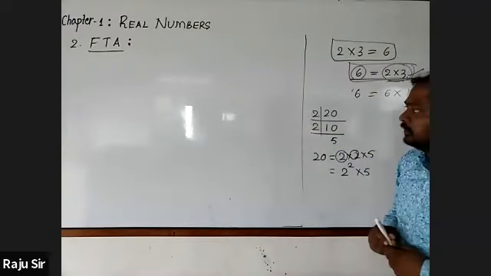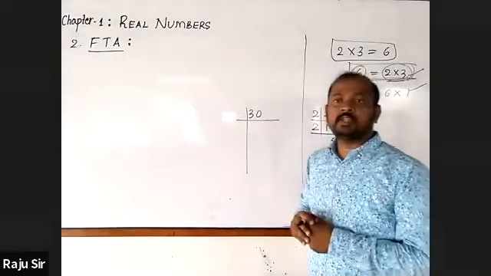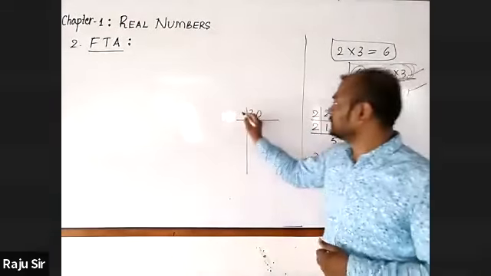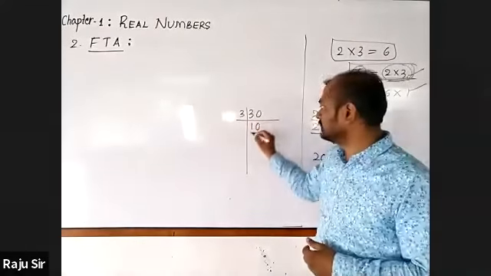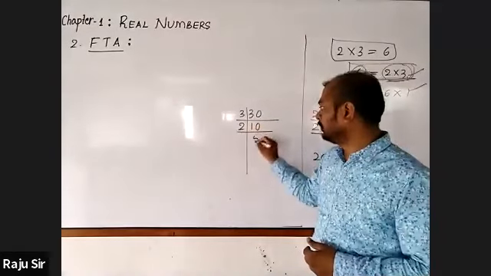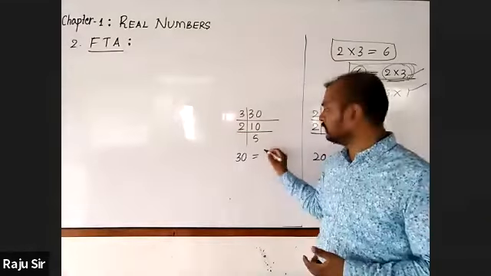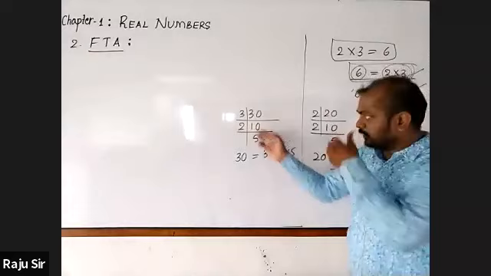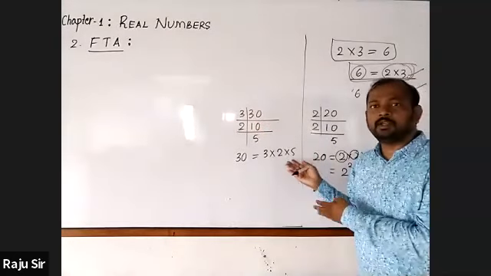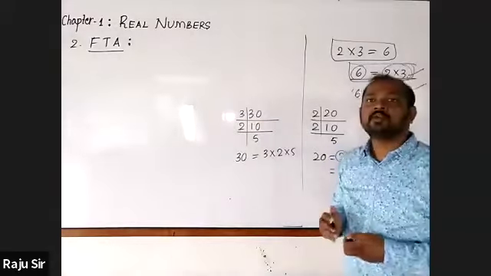Even I'll go for 30 as well. Here I'll write 30. Let's find the prime factorization of 30. See that here it can be divided by 3. 3 tens are 30, then 2 5s are 10. Now I can write 30 as 2 into 3 into 5, or 3 into 2 into 5, or 5 into 2 into 3. Whatever the order may be, the factors will be the same. That is the fundamental theorem of arithmetic.